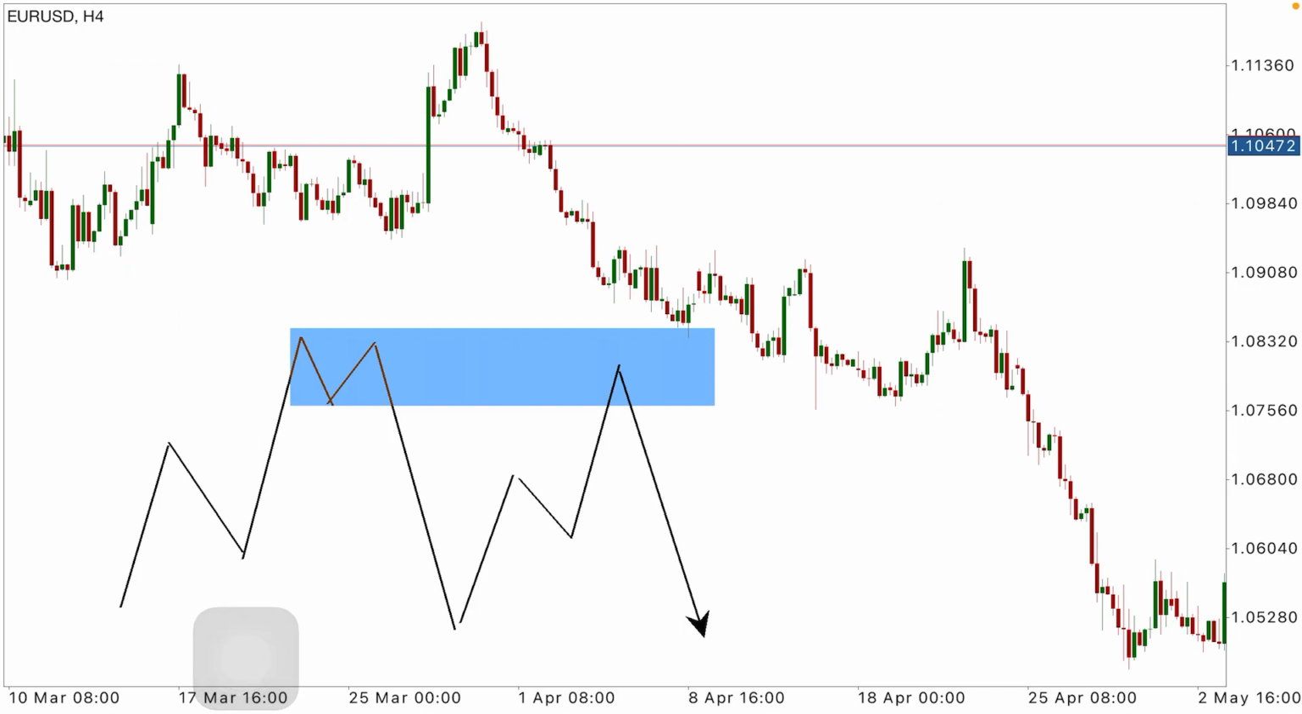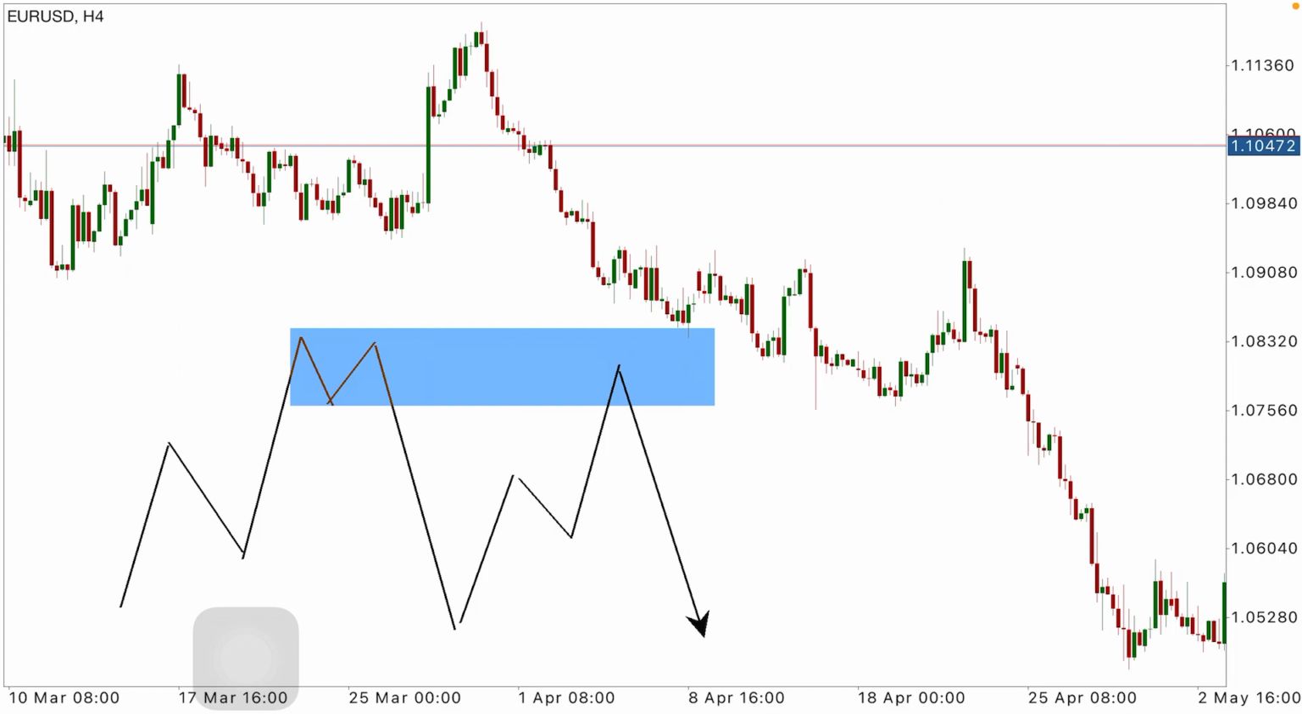There are also two ways of trading order blocks. The first way is called the limit order method. The first way of trading order blocks is the limit order method.